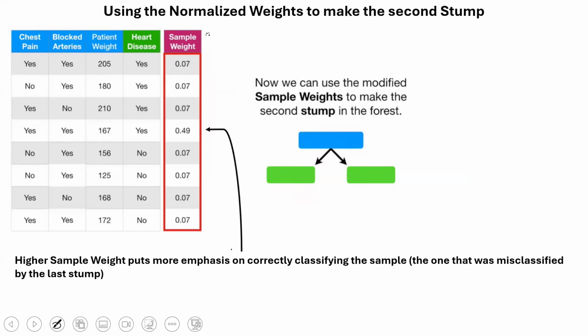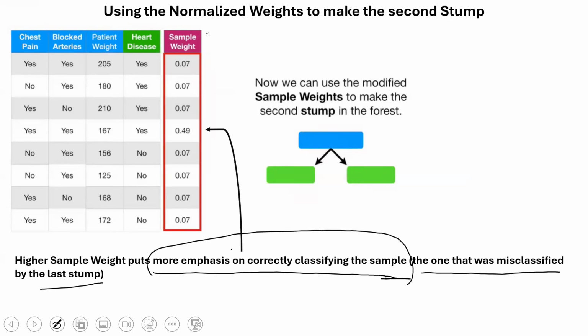Now, the new weights look like this, where we are highly emphasizing the wrongly classified sample. So the one that is misclassified by the first stump, we are putting more emphasis on the second stump to rightly classify this. Now we use the modified sample weights to make the second stump in the forest.